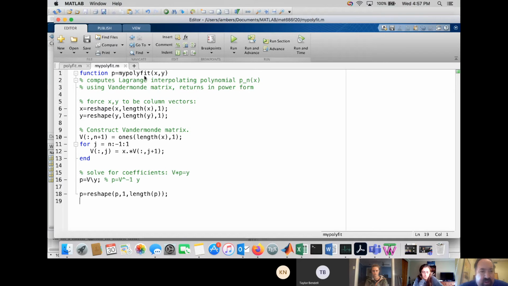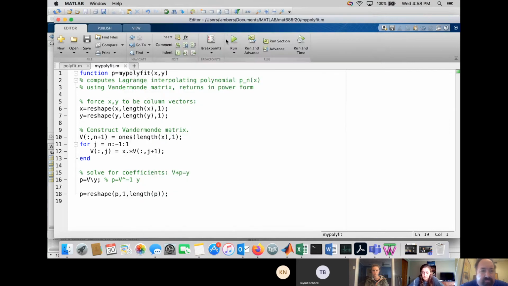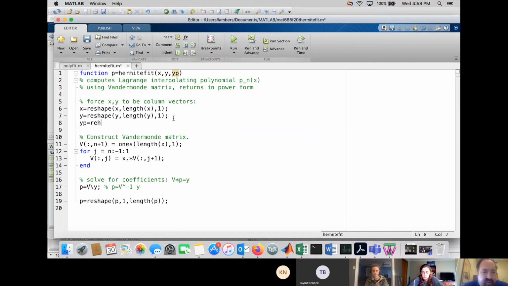Now what I want to do is adapt this to the Hermite case. I'll call it hermitefit. Okay, so I've got to update the name. Now, here I'm taking x values, y values, and y prime values, the derivative values. So I'll make that a column vector also.